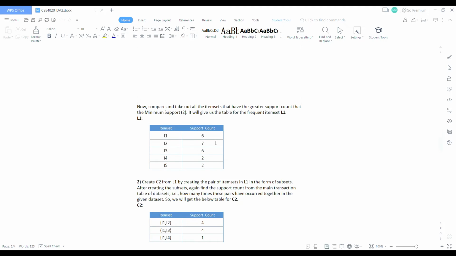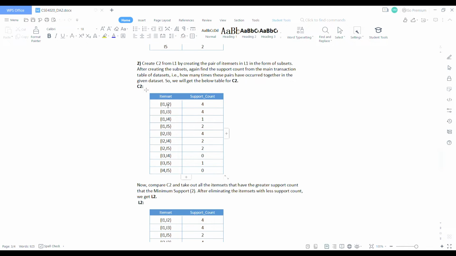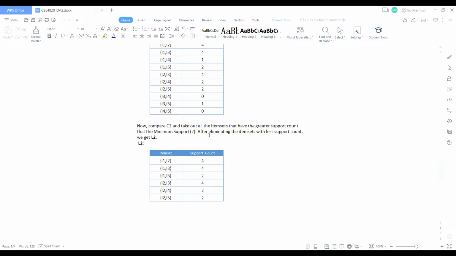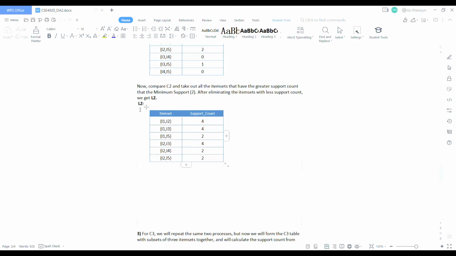So the support count for that will be 4. And similarly, we need to find for each of the pairs and write the C2 table. Now, similar to the process that we did for step 1, we need to compare C2 and take out only those item sets whose support count is greater than or equal to 2. So all those that have a support count less than 2 will be eliminated, and we'll be able to get the frequent item set, that is L2.